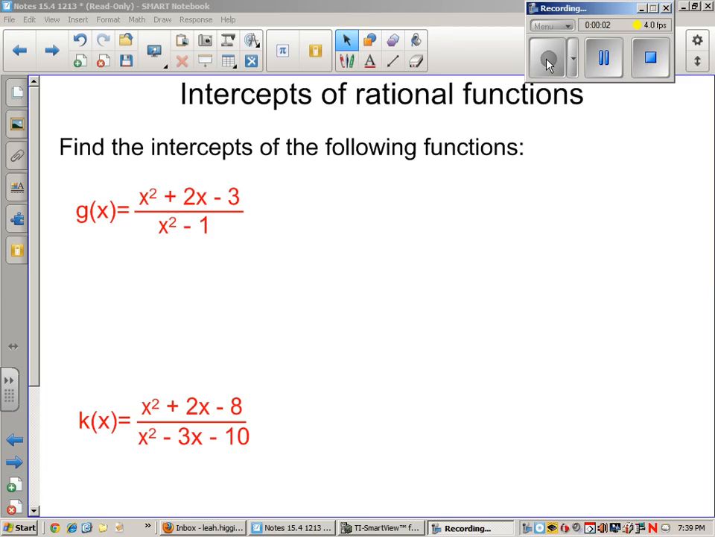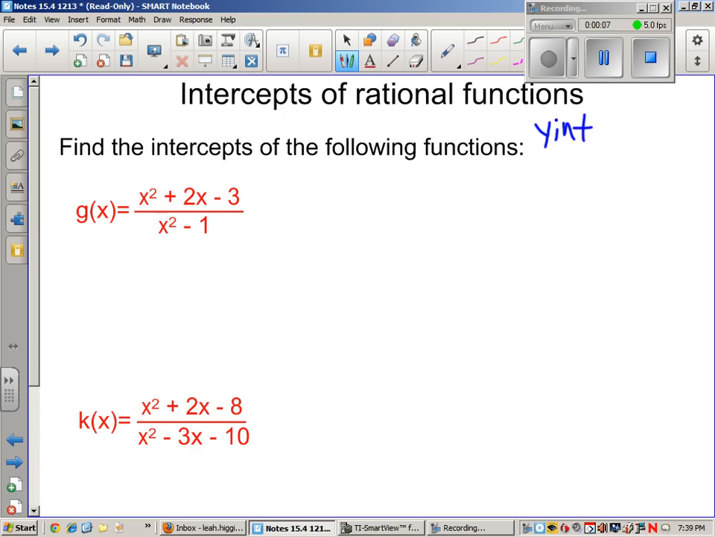So now we need to look at intercepts of a rational function. Remember that y-intercepts are where it crosses the y-axis. So there, your x-coordinate would equal 0. It looks like 0, comma, some number, right? X-intercepts happen when you cross the x-axis, so the y-coordinate is 0, right? So a number, comma, 0.